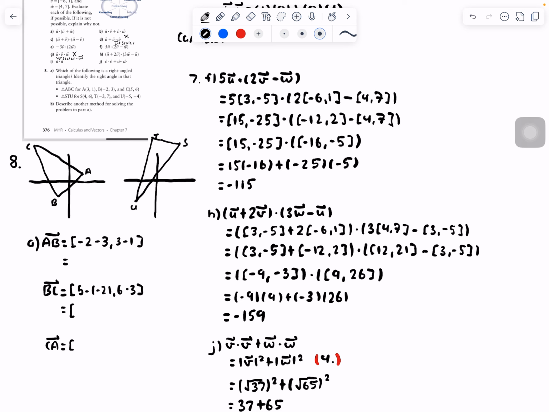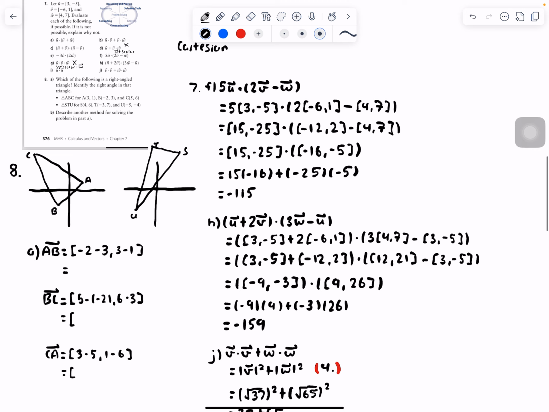And side length CA would be 3 minus 5, 1 minus 6. So it would be 3 minus 5, 1 minus 6. Yep.